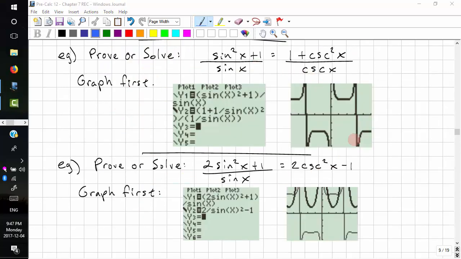So if you need to see how to use your calculator to do this part, please watch the extra segment. Otherwise, that completes this lesson.